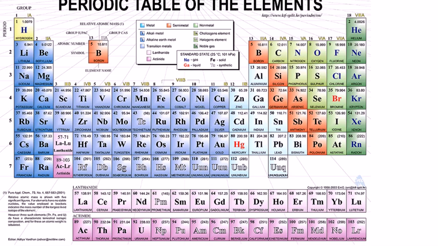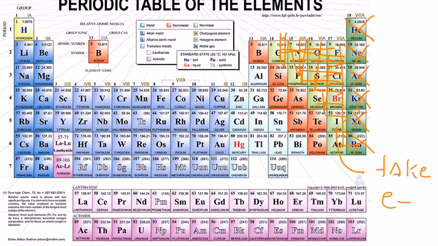So the general rule that we can say now is that nonmetals, all these guys in here, with the exception of our noble gases, because their valence is already full, so they really don't bond, the nonmetals tend to take electrons, and metals over here tend to give electrons.